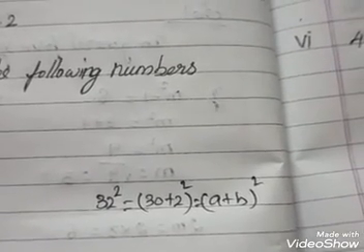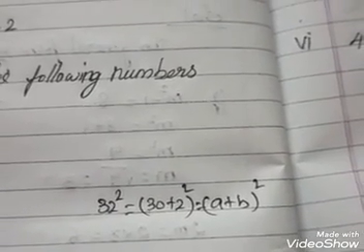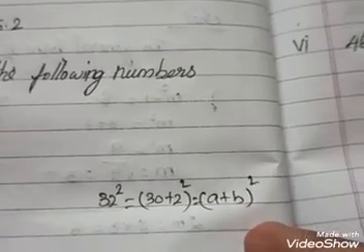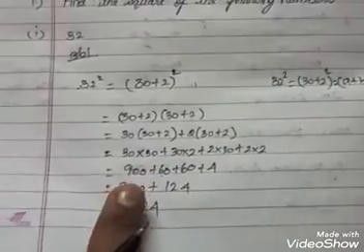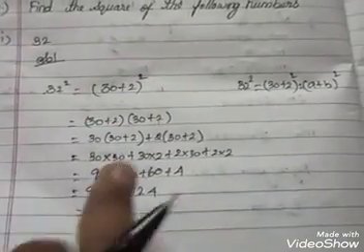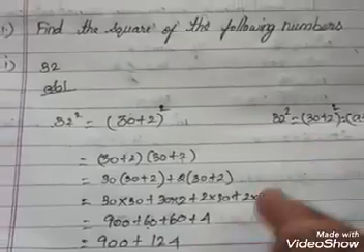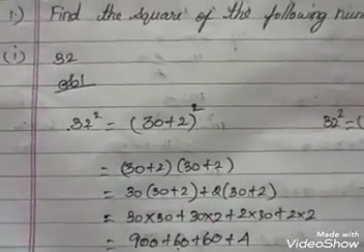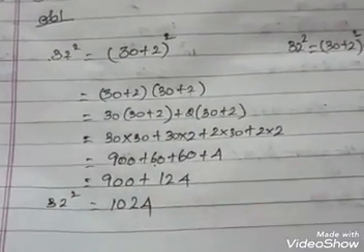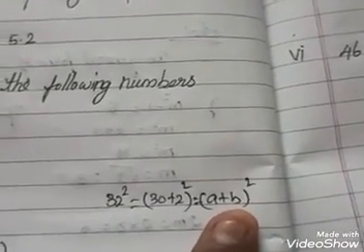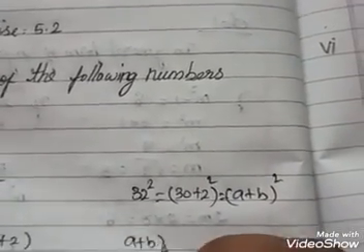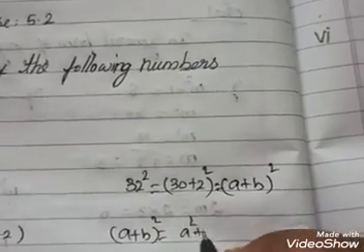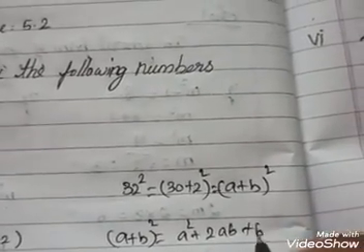If you go to the chapter algebra, in that you have these identities. So this is one of the formula based methods. If you can solve like this, there is no problem, otherwise you go with this formula method. Whatever it is, finally 32 square is equal to 1024. So this is another method, by using algebraic identities.